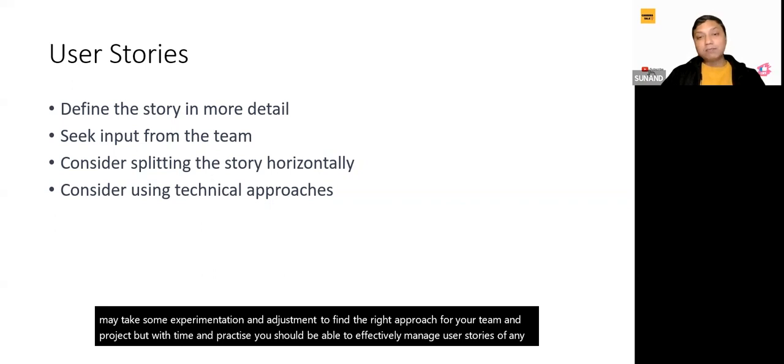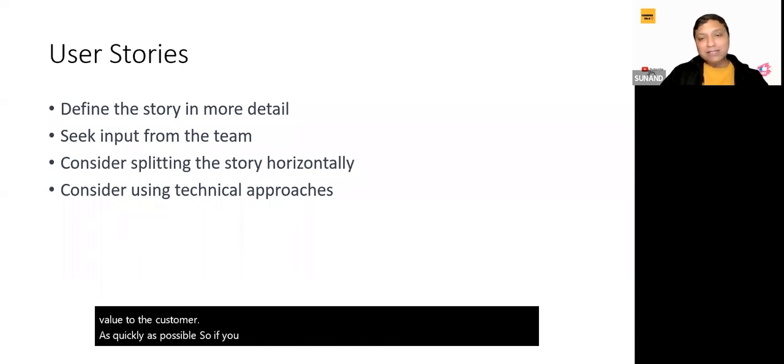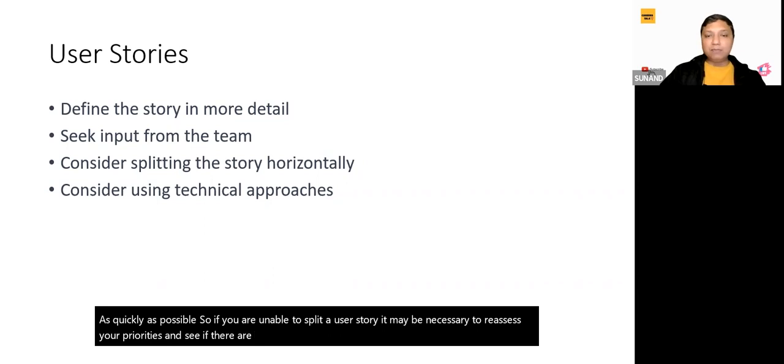It's important to remember that the goal of agile development is to deliver value to the customer as quickly as possible. So if you are unable to split a user story, it may be necessary to reassess your priorities and see if there are other stories that can be worked on in the meantime. So these are the things which you can do with complex user stories.